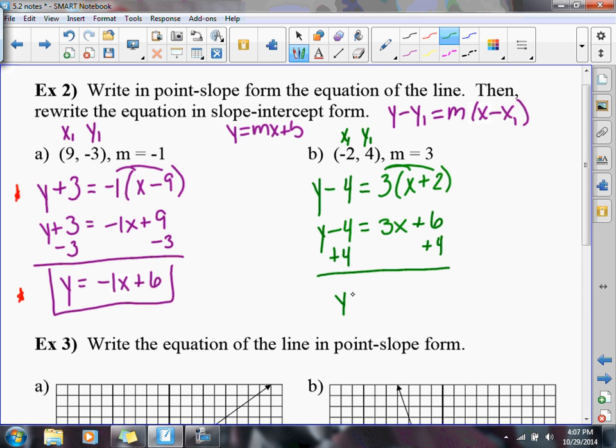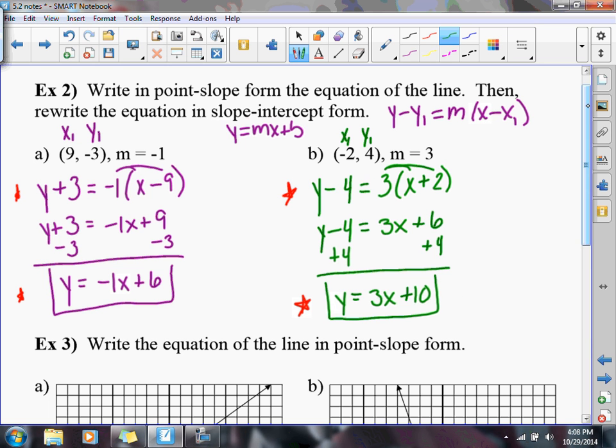So y equals 3x plus 10. So again, I have the same equation in two different forms. I have my point-slope form and then my slope-intercept form. Same equation. If I graphed them, I'd get the exact same line. It's just an equivalent version of the line.